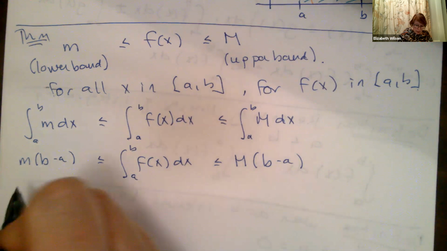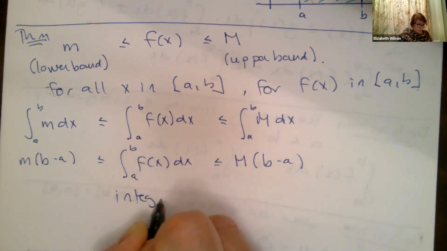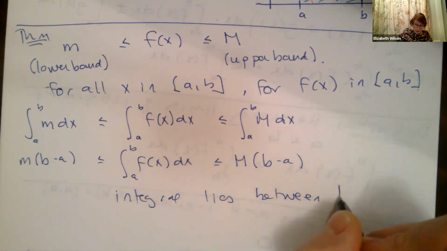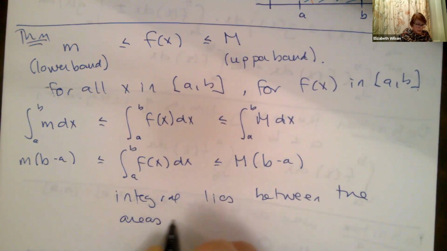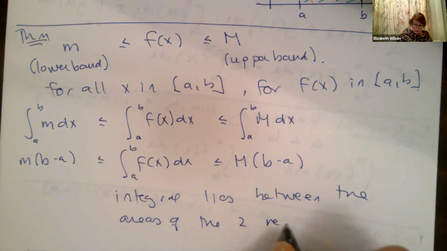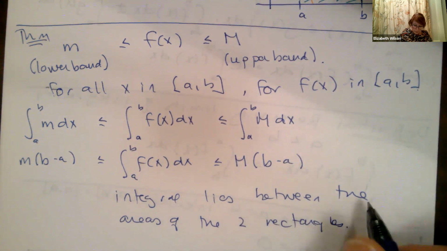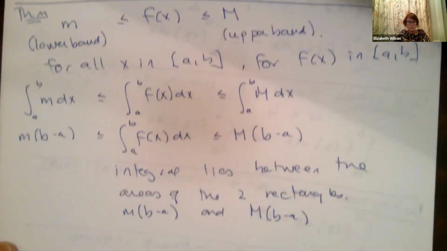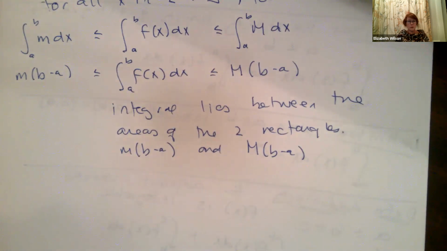Okay, so let's say that the integral lies between the areas of the two rectangles, m times (b minus a) and capital M times (b minus a). And this is important because, you know, we're learning these tools for how we can get the definite integral or the integral in general, but sometimes the functions, I just can't plug them in and do them. The tools that I have are approximations.